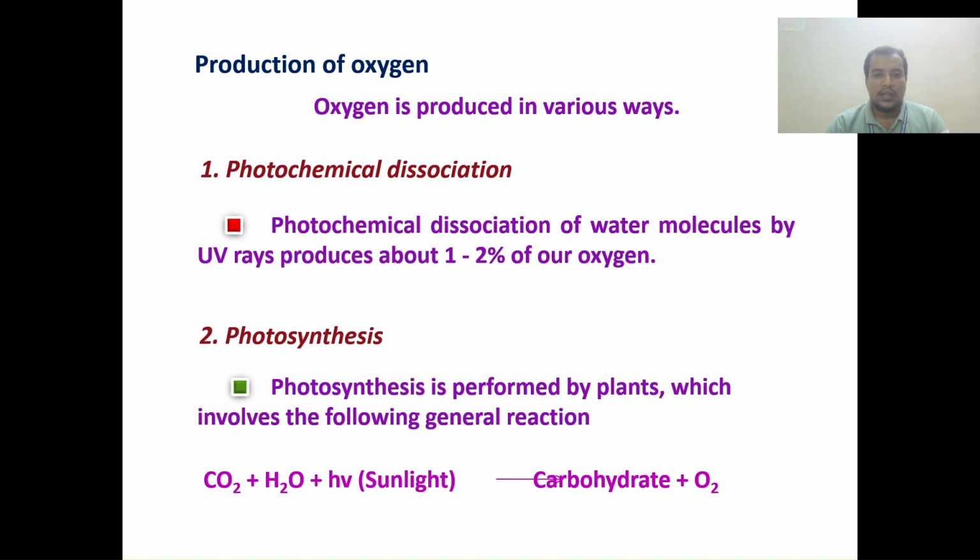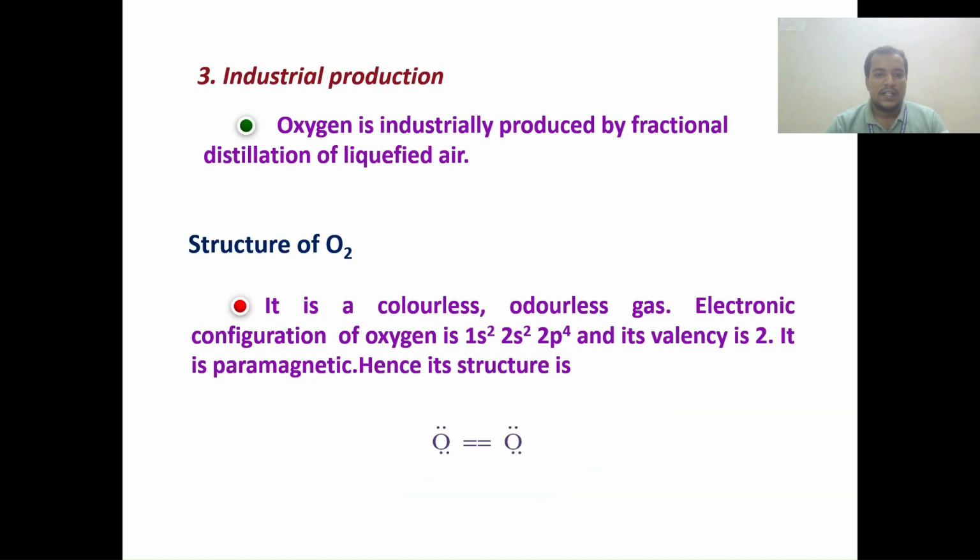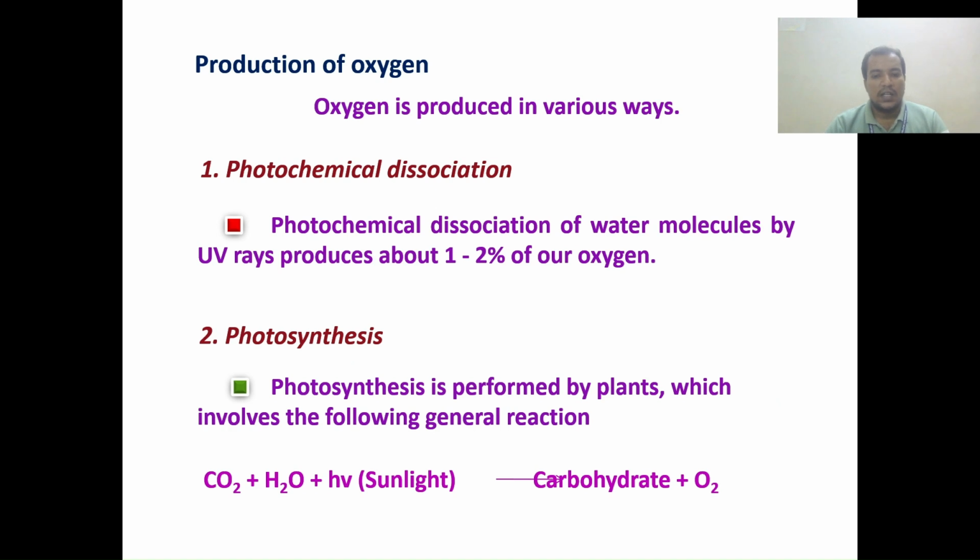And production of oxygen: it is produced in various ways. The first ones are photochemical dissociation, photosynthesis, and industrial production. The photochemical dissociation of water molecules by UV rays produces about 1 to 2% of oxygen. Photosynthesis is carried out naturally by plants, which involves the following general reaction: carbon dioxide reacts with water under sunlight to produce carbohydrate, and oxygen molecules are also a byproduct of the photosynthesis process. So it is a natural process.